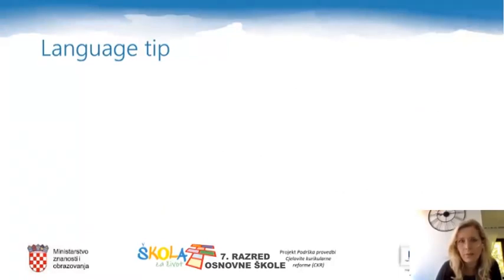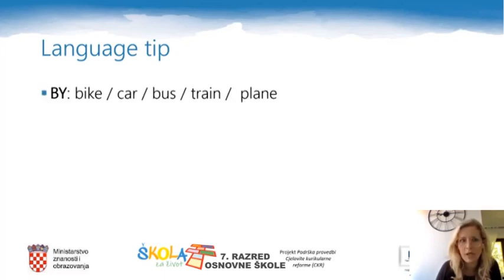Here is a language tip, something you have to be careful about when talking about means of transport. We use "by" when we talk about general ways to travel, so you can travel by bike, by car, by bus. We also use "by" when we talk about the environment of traveling, so we can say we travel by air or by land. But when we talk about specific vehicles, we use "on" or "in".